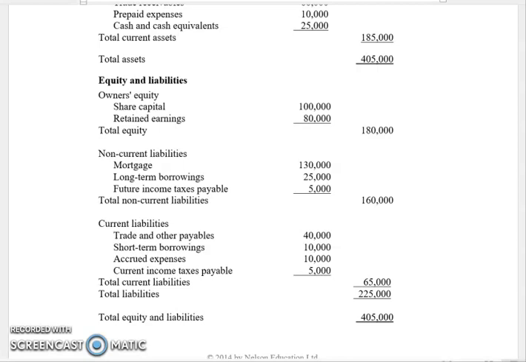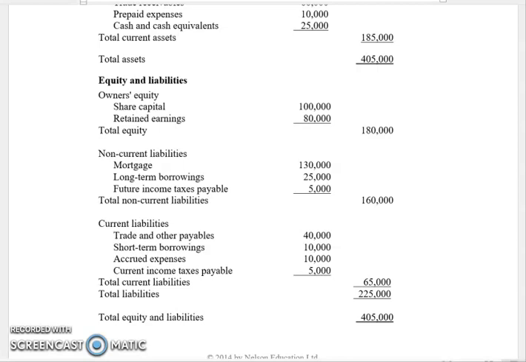Now we're going to look at our liabilities. Non-current liabilities include the mortgage, because we know that a mortgage takes more than a year to pay off. Long-term borrowings, again, indicating that it's not current, and future income taxes payable. Those are all indicating that it's in the future, not within the next year. So our total non-current liabilities is $160,000.